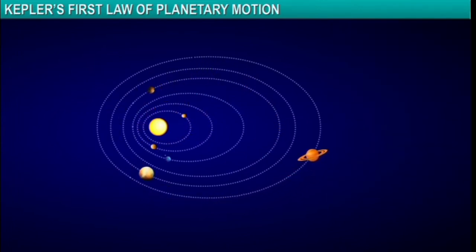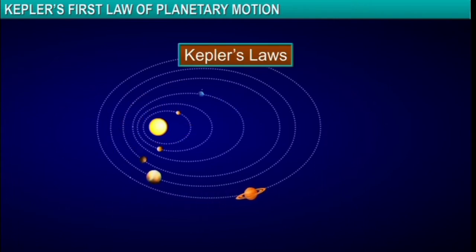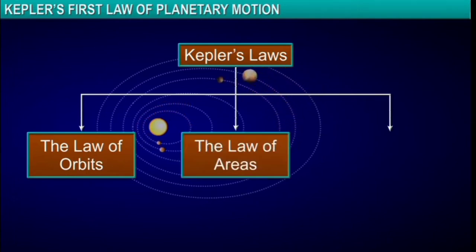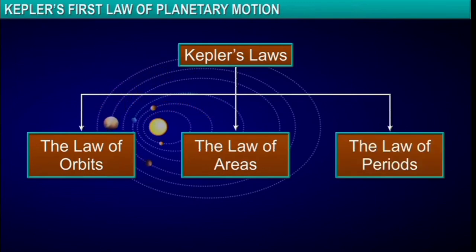Based on his observations, Kepler propounded 3 laws of planetary motion, known as Kepler's laws. Kepler's 3 laws of planetary motion are the law of orbits, the law of areas, and the law of periods. Let's look at each law one by one.